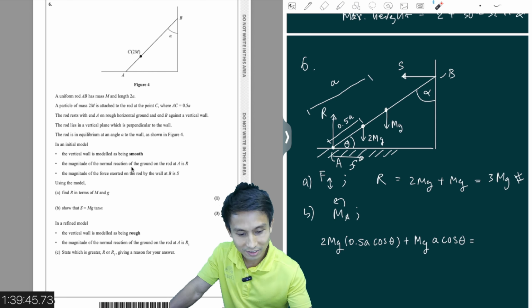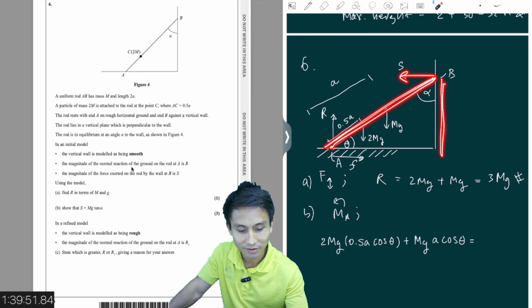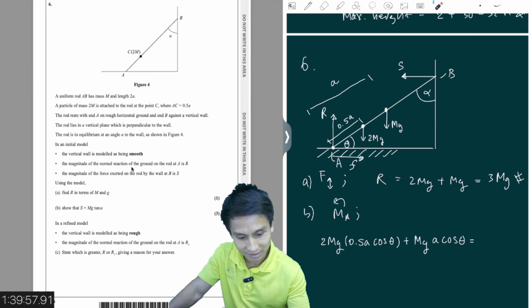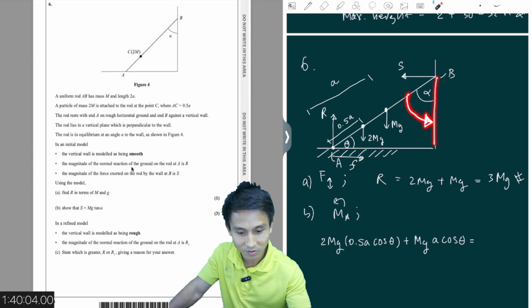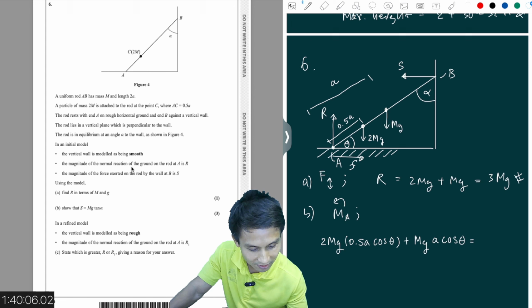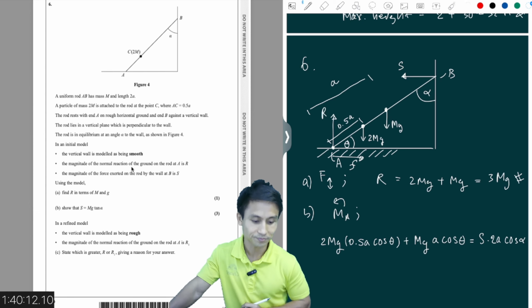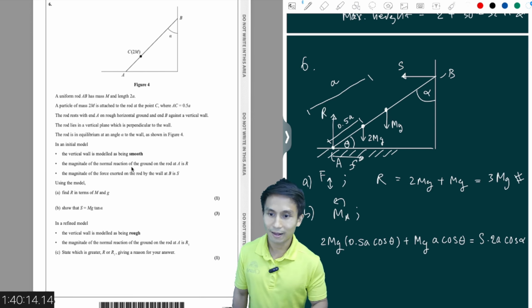The anti-clockwise moment is going to be from the force S. So S times this distance, and this distance is going to be the length of the rod times sine alpha. Wait, no, cos alpha. So we're going to resolve that distance. S times the whole length is 2a cos alpha. Then we can find S.